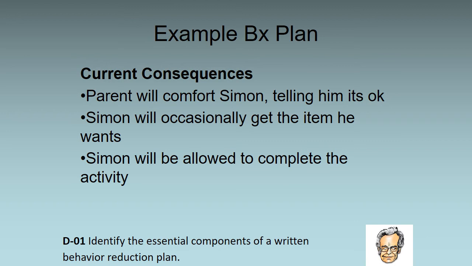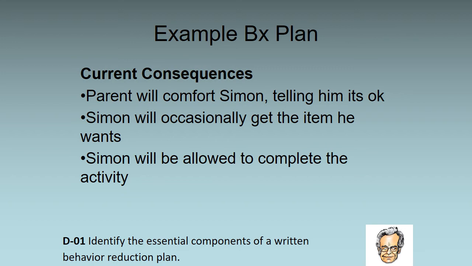Simon will occasionally get the item he wants. This suggests a tangible, or access to tangible function, that he is allowed to get something for engaging in the behavior. Simon will be allowed to complete the activity. This suggests perhaps access to tangibles, but also an avoidance or escape. An avoidance or escape from the demand of changing activities. Or escape, avoidance of changing tasks.